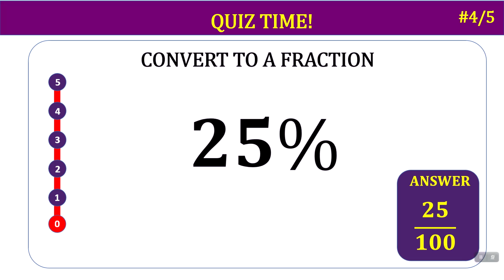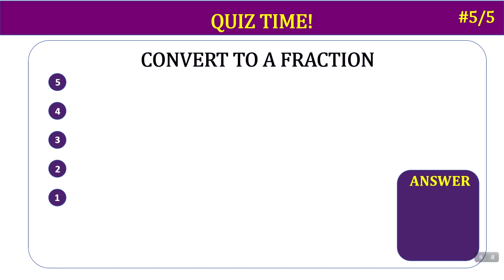Now number 4, convert to a fraction, 25%. Time's up. The answer is 25 out of 100. And if we try to reduce that again, we can attempt to divide by 5, but we'll get 5 out of 20, which again we can reduce by 5, and we will get 1 over 4.